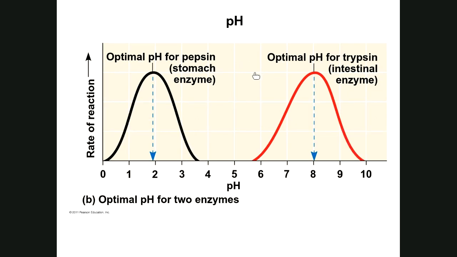pH. Initially, the way we approach pH is the same way we approach temperatures. Enzymes require a specific pH, which is its optimal pH, in order to produce the amount of product needed by the cell. Well, what they're showing you here are two enzymes.